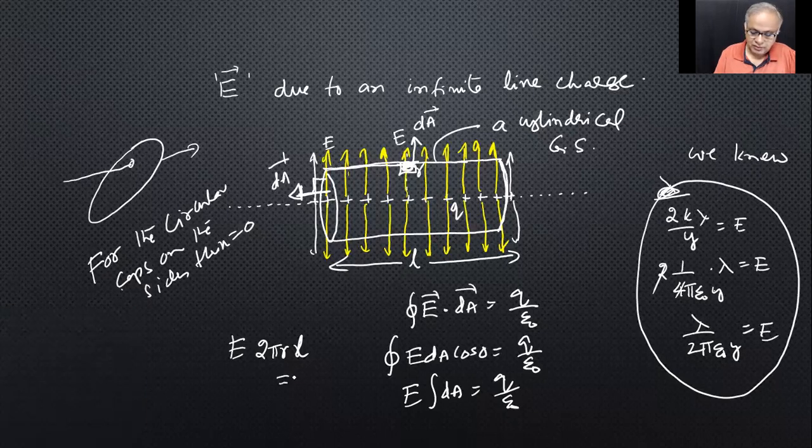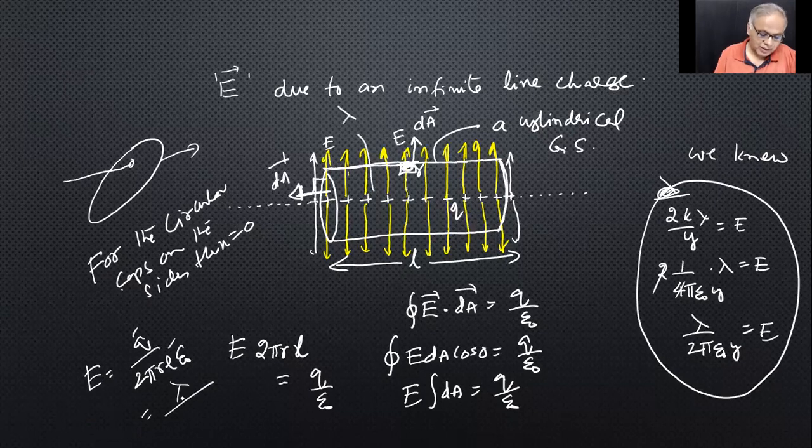So what should I write? E into 2 pi RL equals Q by epsilon 0. So E equals Q by 2 pi RL epsilon 0. But Q by L is luckily lambda, which will be known to us. So E equals lambda by 2 pi R epsilon 0. Look at this, same thing we had.